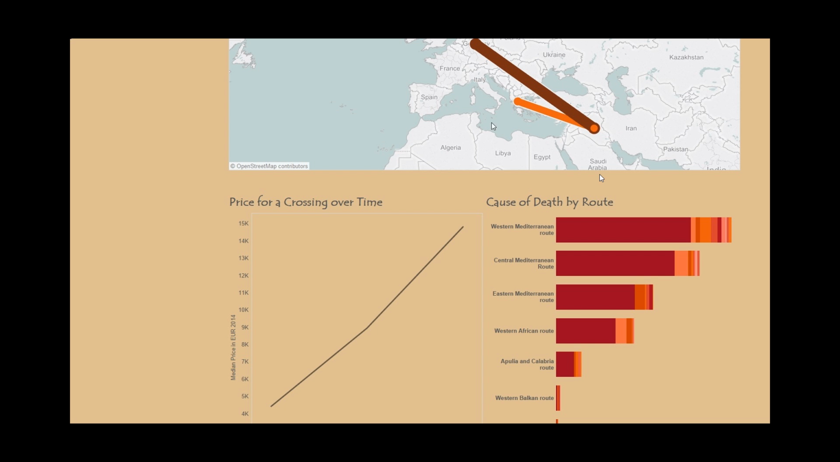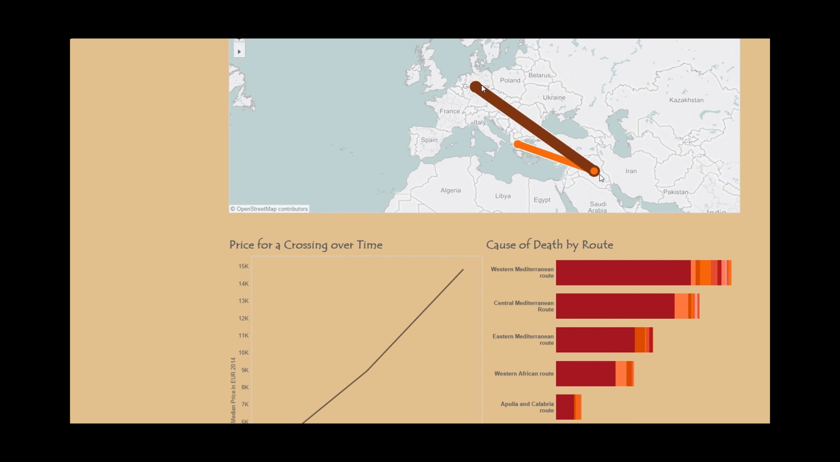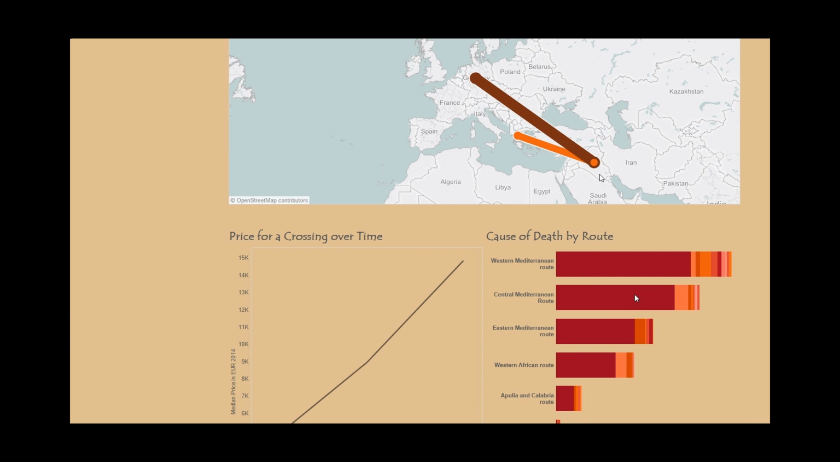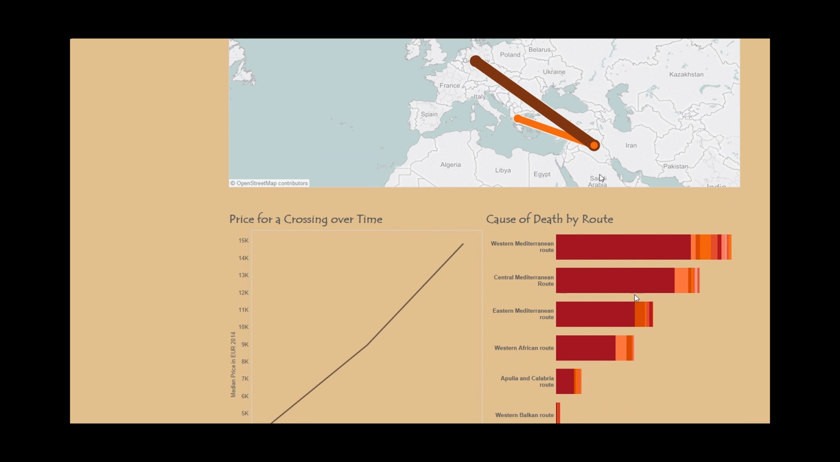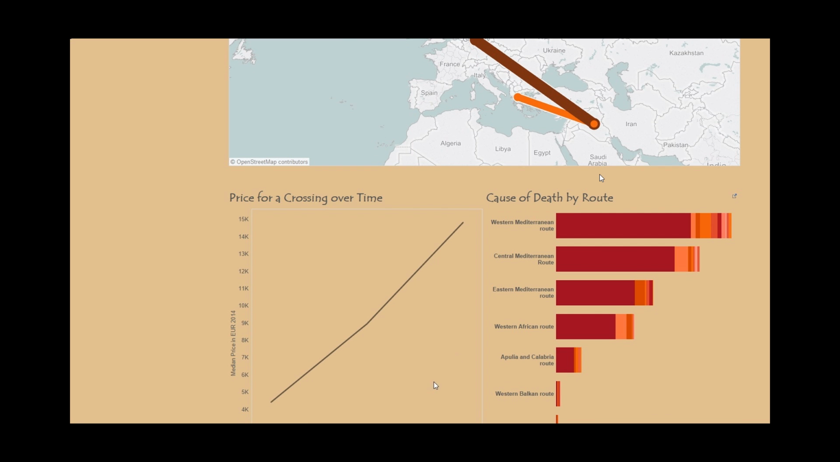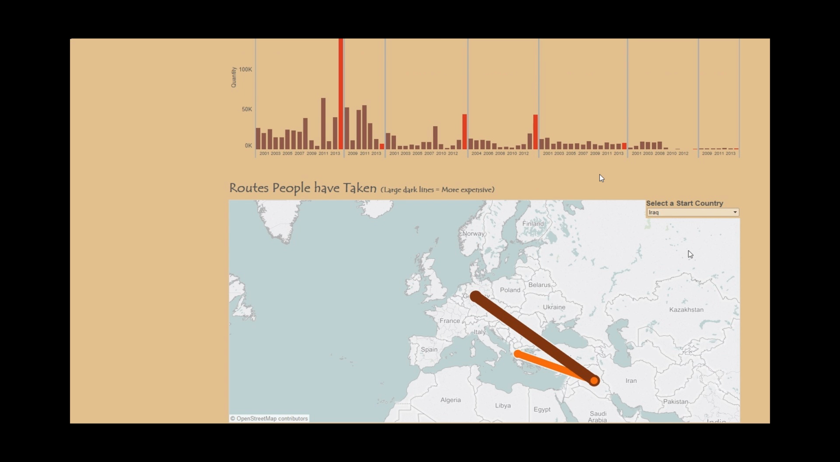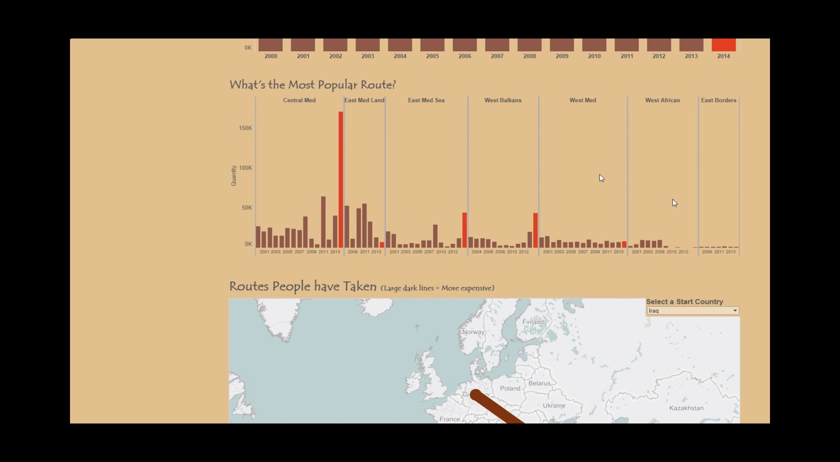Puglia and Calabria, that's this one here. Then Western Balkan route, that's this way around. Pretty good. Eastern borders is going this way. That's pretty good. So all in all, you guess from this, Eastern borders and Western Balkans are probably the safest routes to take, and not many people take them, so it's cheaper.